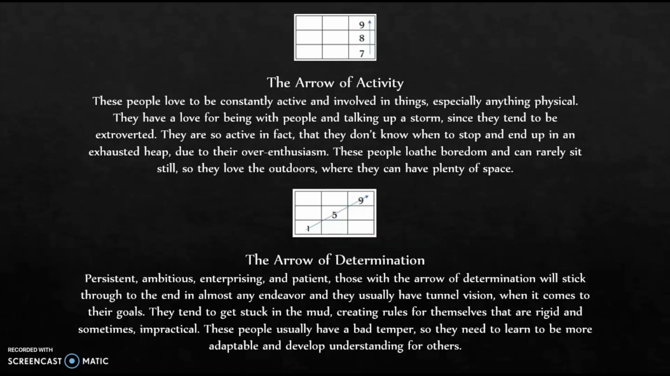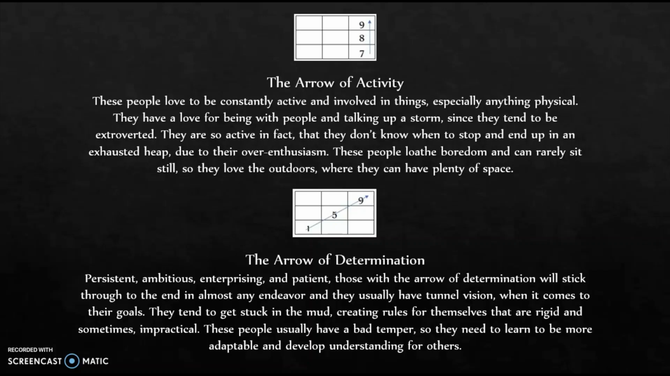The arrow of activity. These people love to be constantly active and involved in things, especially anything physical. They have a love for being with people and talking up a storm, since they tend to be extroverted. They are so active, in fact, that they don't know when to stop and end up in an exhausted heap due to their over-enthusiasm. These people loathe boredom and can rarely sit still, so they love the outdoors where they can have plenty of space.